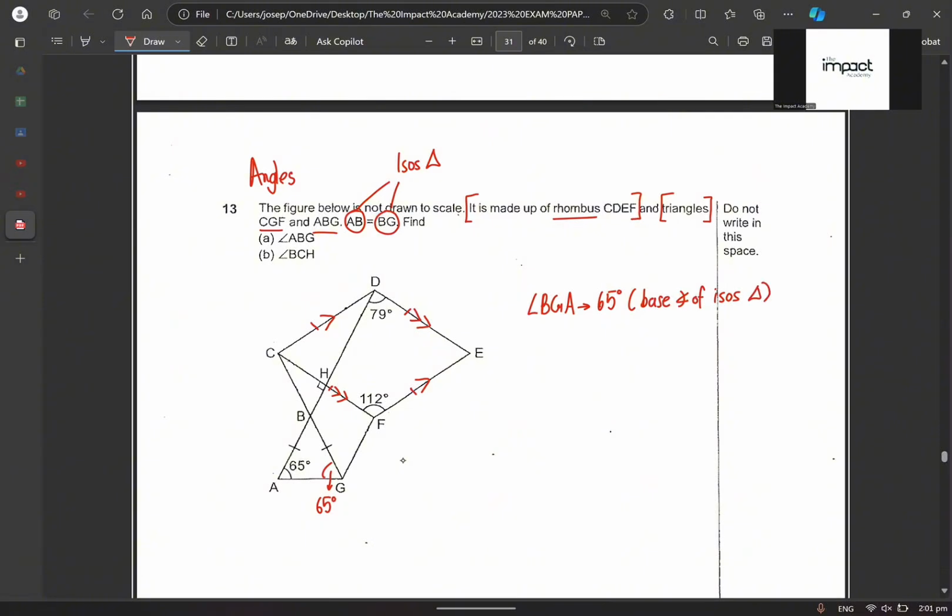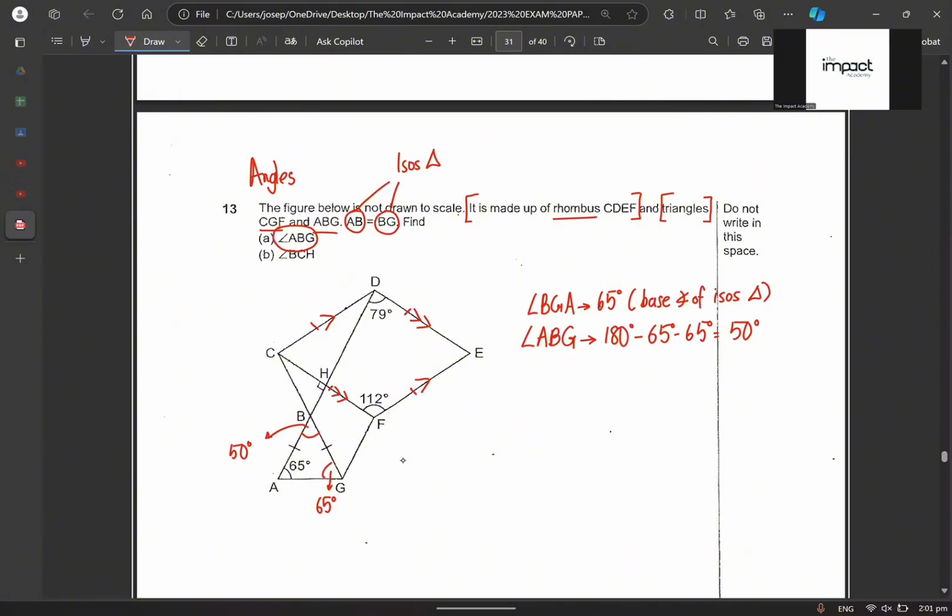Well, what is the question asking us to find? The question wants us to find ABG. So we go with ABG first. First thing first, I'm just going to color code this. This is the one that I'm trying to find. So I will simply have to do 180 degrees minus 65 degrees minus 65 degrees, and I will get an answer of 50 degrees. So this is 50 degrees over here.